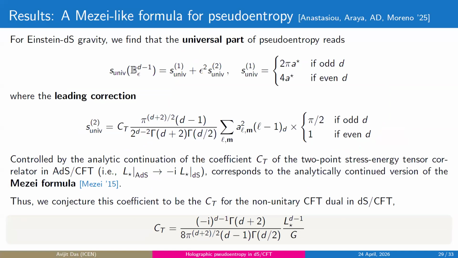You know that if you take the derivative of a function and you get 0, that means it is extremal. So similarly, we see that there is no first order correction. That is, the sphere is the extremum of this pseudoentropy. And the leading order correction, this S universal, is simply given by this complicated function. But what is important is the CT, which is the coefficient.